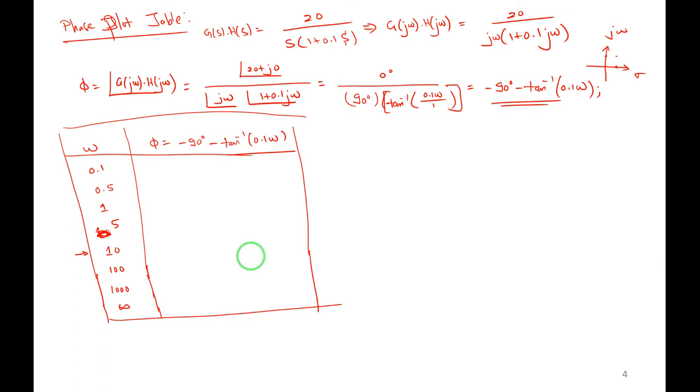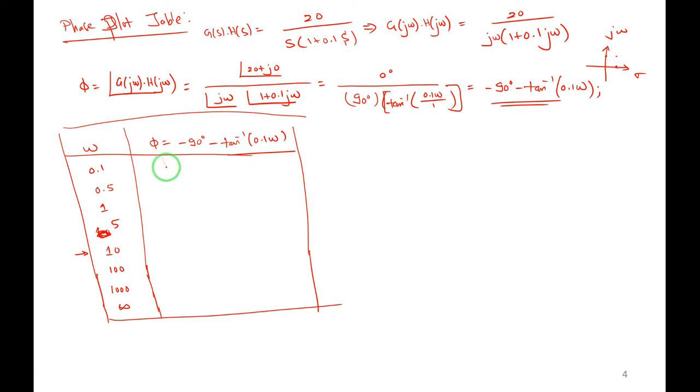Minus 90 degree minus tan inverse of open bracket 0.1 into A. A is the letter I am taking, that is the alpha symbol, pink color. Then I will press the calculate button. What is the value of A, or what is the value of omega? Instead of omega, I take an A. So here, first value is 0.1. So I will give 0.1.